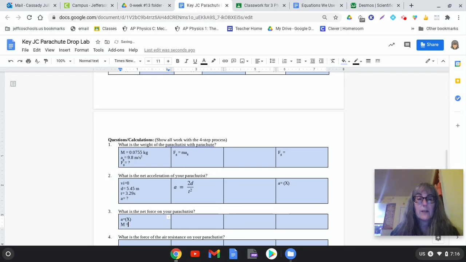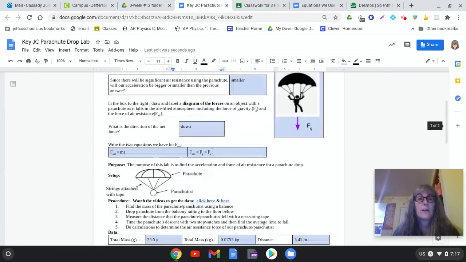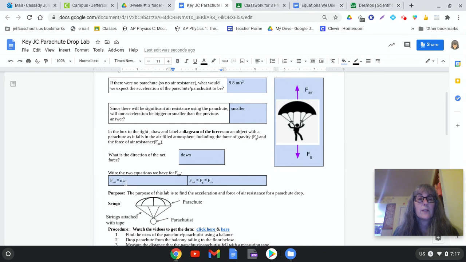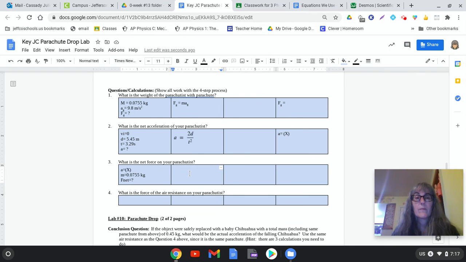We also know the mass of Einstein is equal to 0.0755 kilograms. We are looking for net force. Since we have two different equations to find net force, you can see them right here. We've got net force is equal to mass times acceleration. We've got net force is equal to Fg, whoops, that should be a minus sign, minus F air. We don't know what F air is yet, so we can't use this equation. We need to use this one. So F net is equal to ma.